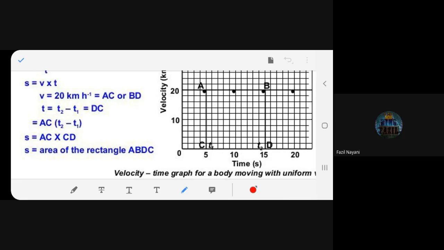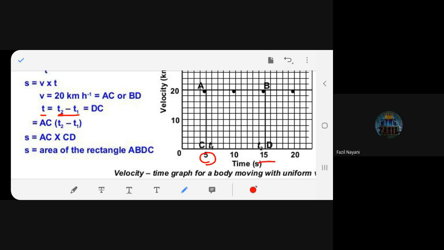What is T2? 15, right? Because here the vehicle stops. Where did it start? T1. Right? So what is the final time? T2 minus T1. So T is equal to T2 minus T1.